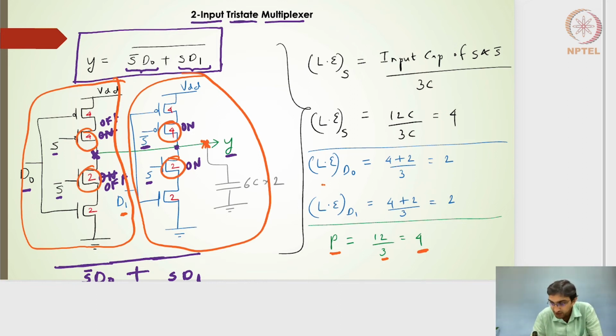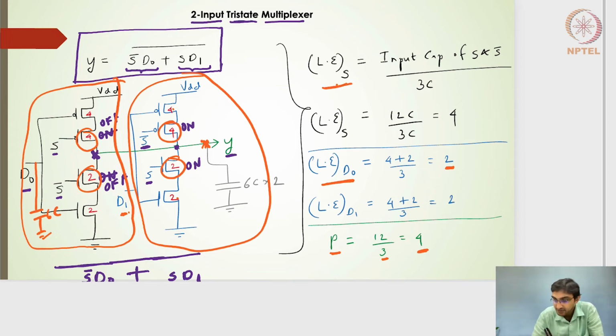So if I want to find out the logical effort of D0, it is nothing but its capacitance seen here, which is one coming from the PMOS, another one coming from the NMOS, which will be 6 into C. So this is 4 plus 2, and then divided by the 2:1 inverter's input capacitance, which will be nothing but 2. The logical effort of D1 will be very similar, 4 plus 2 divided by 3, which will be nothing but 2.